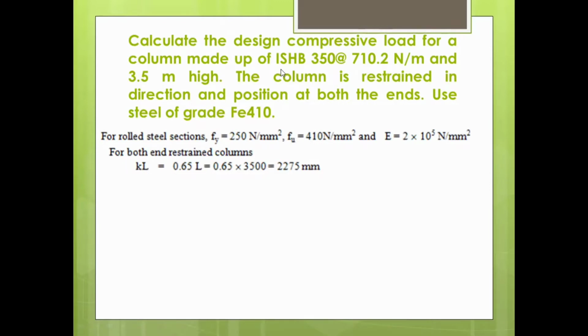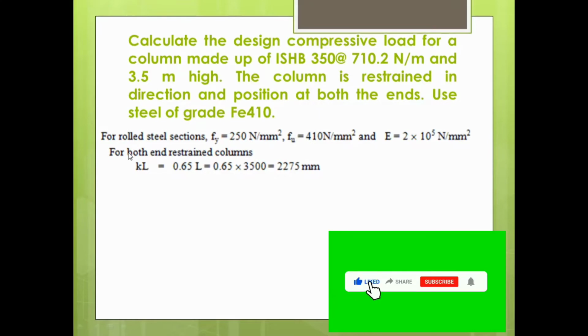So this is Indian standard high beam. So it is a rolled steel section. For this, Fy is 250 Newton per mm square. Fu is given as 410 Newton per mm square, and Young's modulus is 2 into 10 raised to 5 Newton per mm square. Now, from table 11 of IS 800 2007, here the end condition is given as both end restrained columns, correct? It means both ends of the column are fixed.